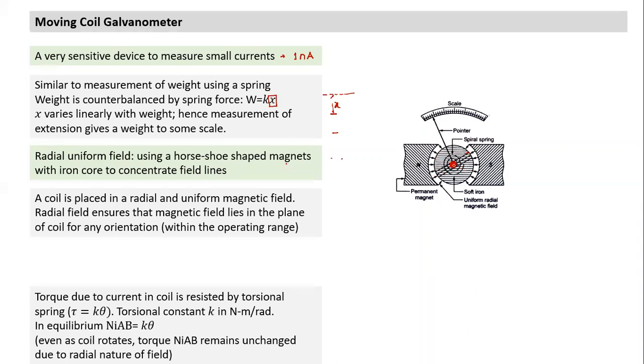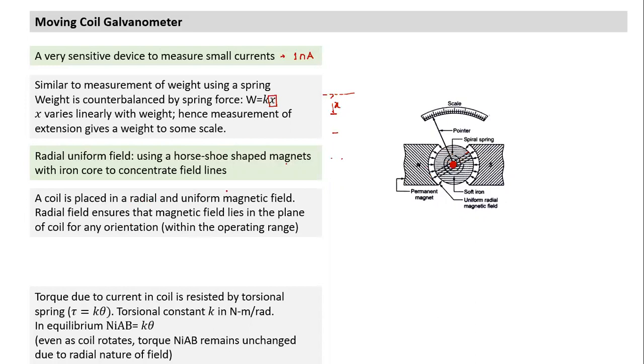The coil is placed coaxially in between. So whichever direction the coil is in, it is in the radial direction, and since the field lines are also in the radial direction, the field lies in the plane of the coil. If the field lies in the plane of the coil, the magnetic dipole moment being perpendicular to the plane of the coil, the angle between the M vector and the B vector is 90 degrees. Torque is MB sin theta, with sin theta being 1, so torque is always M into B. That's the advantage.